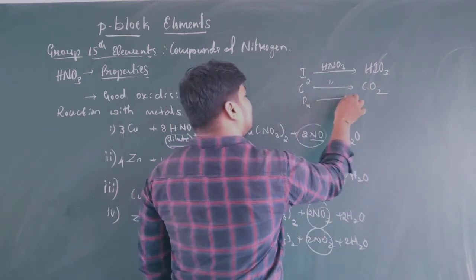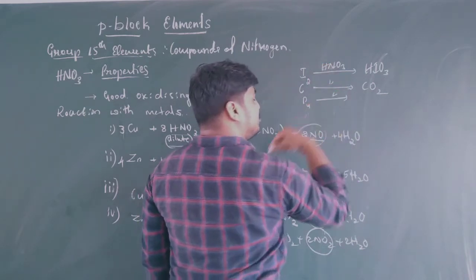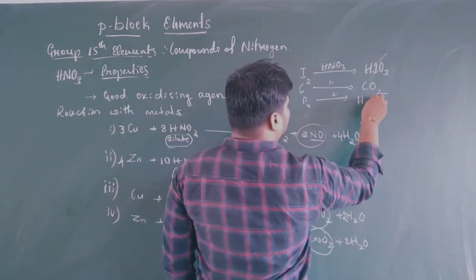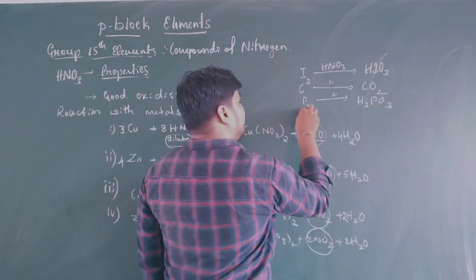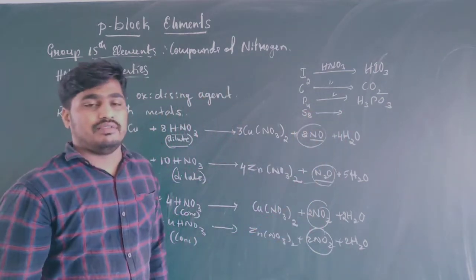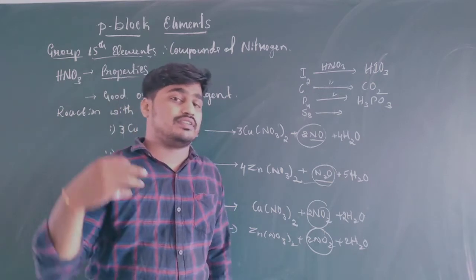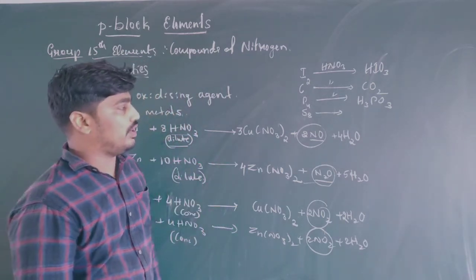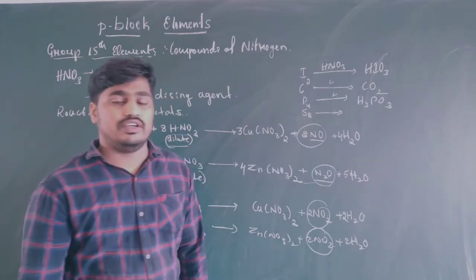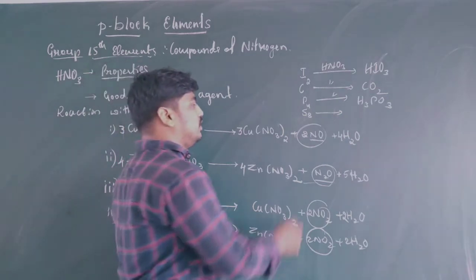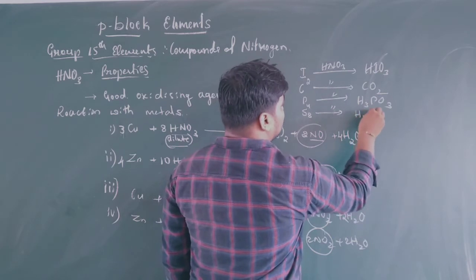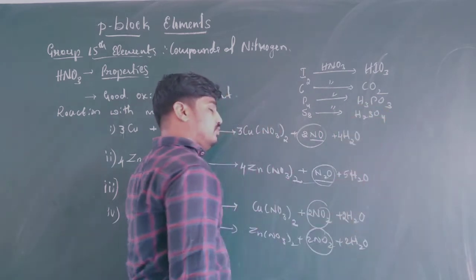Similarly, phosphorus reacts with concentrated nitric acid in different quantity and produces H3PO4, and sulfur exists in different states, correct? That part we will discuss in the next part of the p-block elements. S2, S6, S8: S6 and S8 are solid state and S2 is the gaseous state. Here solid sulfur reacts with nitric acid and is converted into H2SO4.